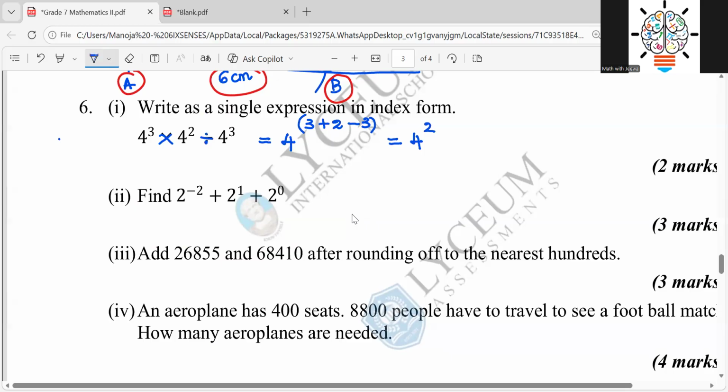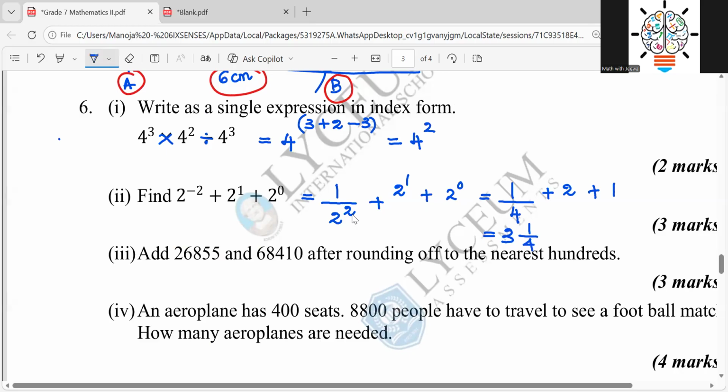Right? So the next one, when you have 2 to the power negative 2, how are you going to write it? 1 over 2 to the power 2. That is how you convert the negative index into a positive index. Then you have 2 to the power 1. Then you have 2 to the power 0. 2 to the power 0 means 1. So 1 over 2 to the power 2 means 2 times 2, 4. And 2 to the power 1 is 2. 2 to the power 0 is 1. 2 plus 1, 3. 3 and a quarter, you can write like this.